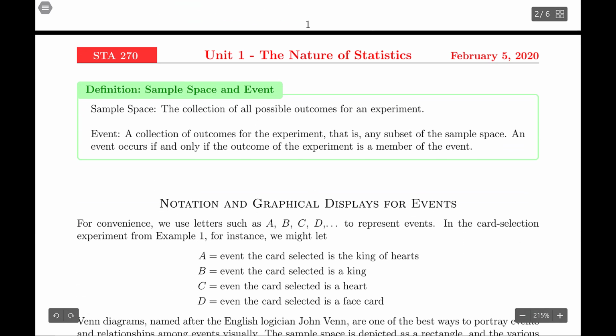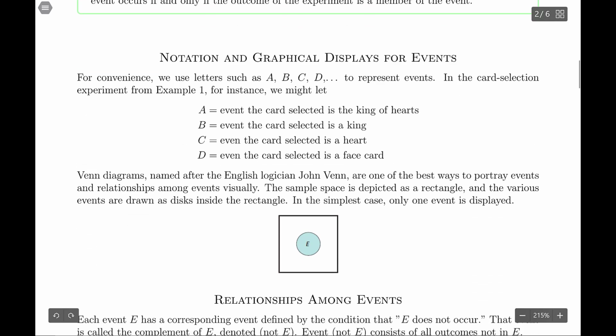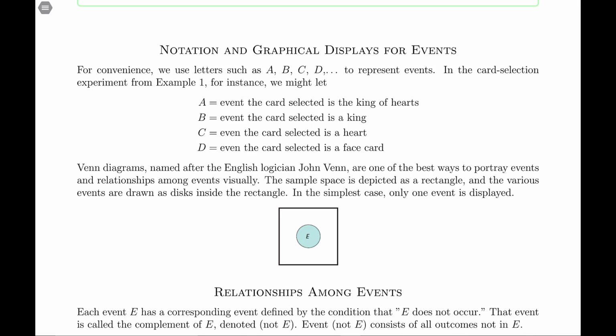So when we're determining the sample space and the event, the sample space is the collection of all possible outcomes for an experiment. The events would be a collection of the outcomes for the experiment. So that's a subset of that sample space. And we're gonna see this with notation, and hopefully it'll make sense.